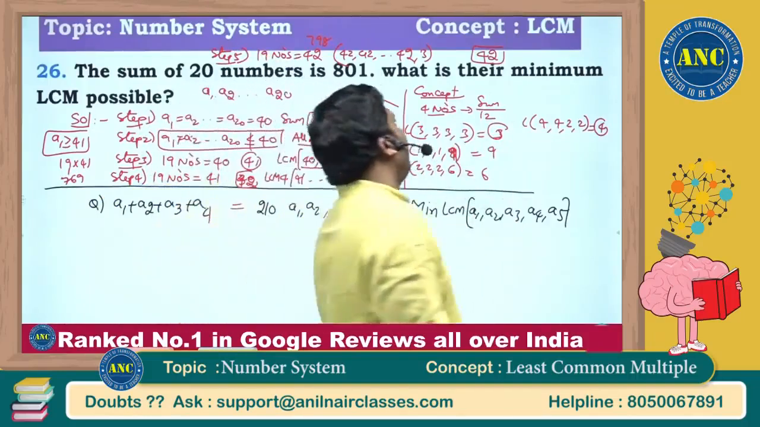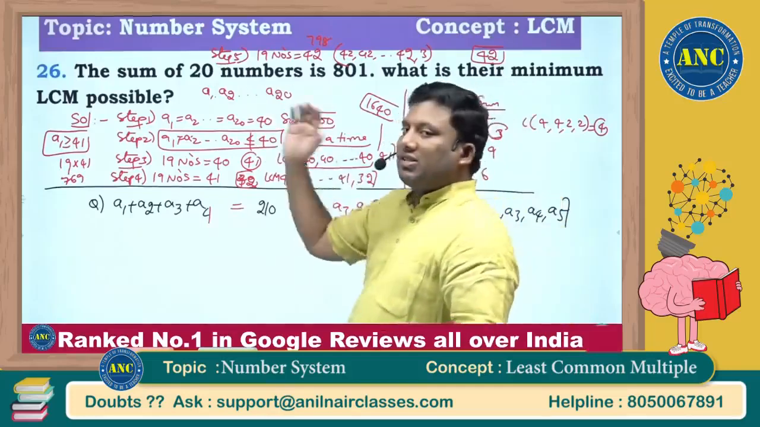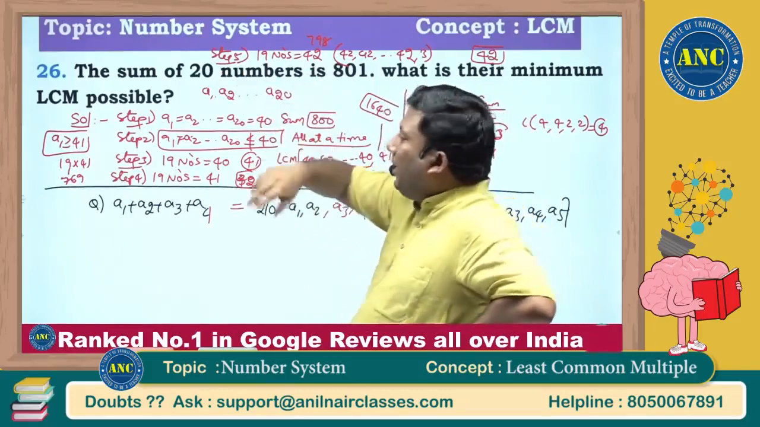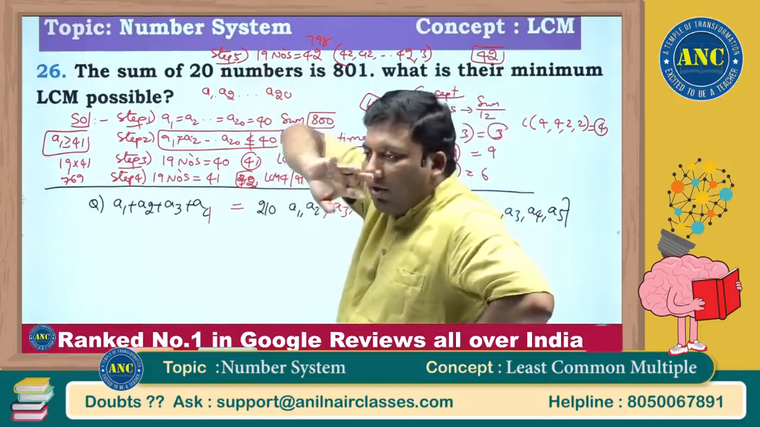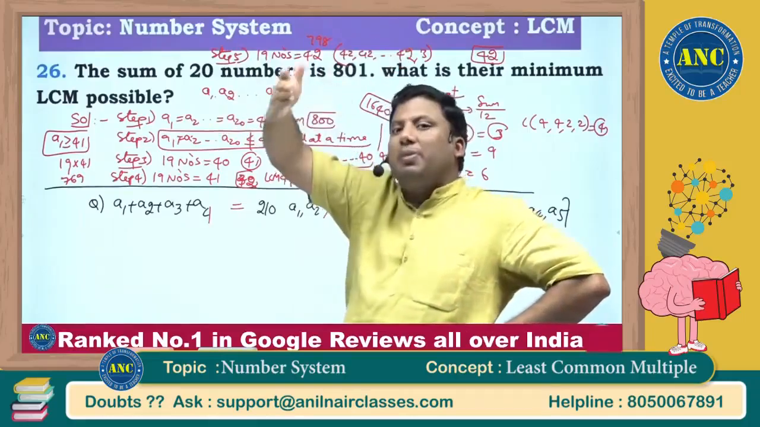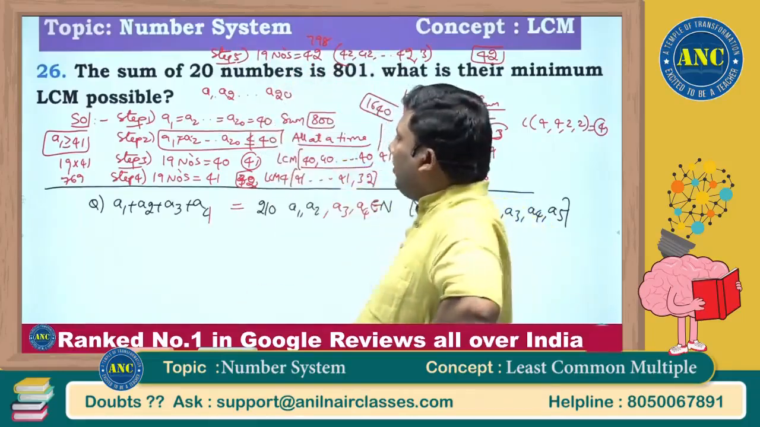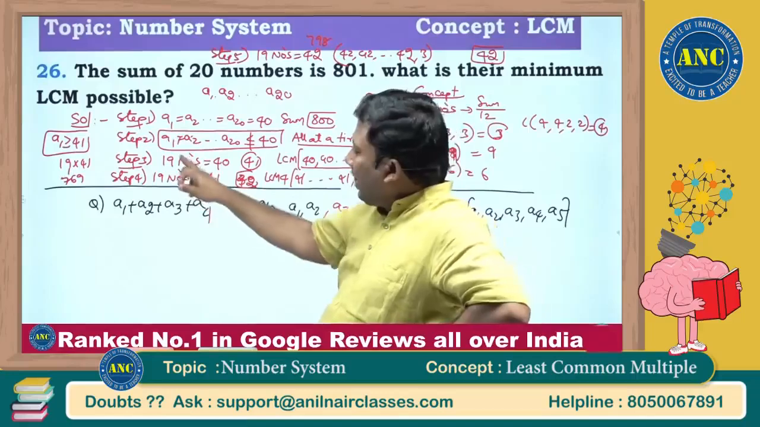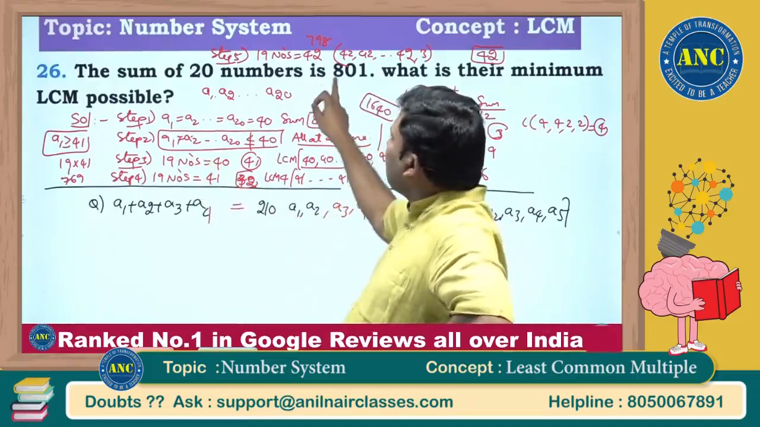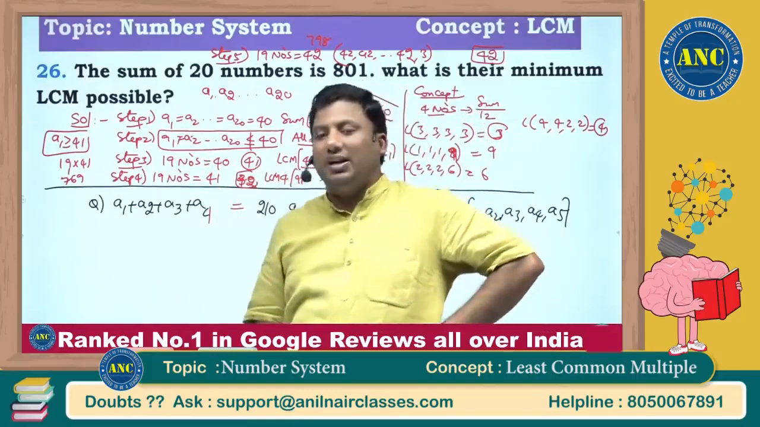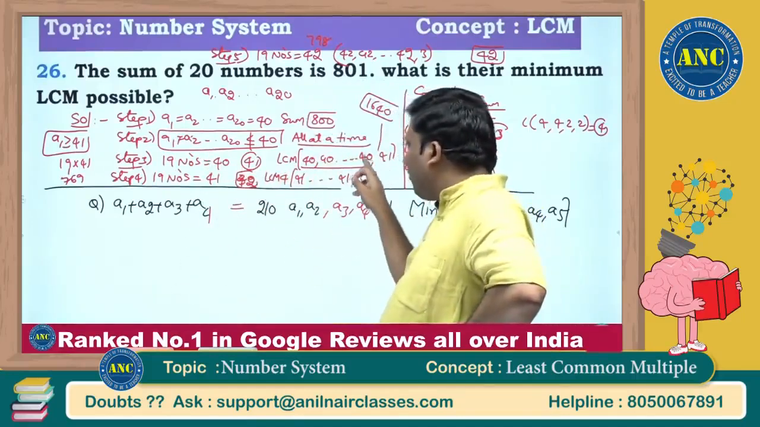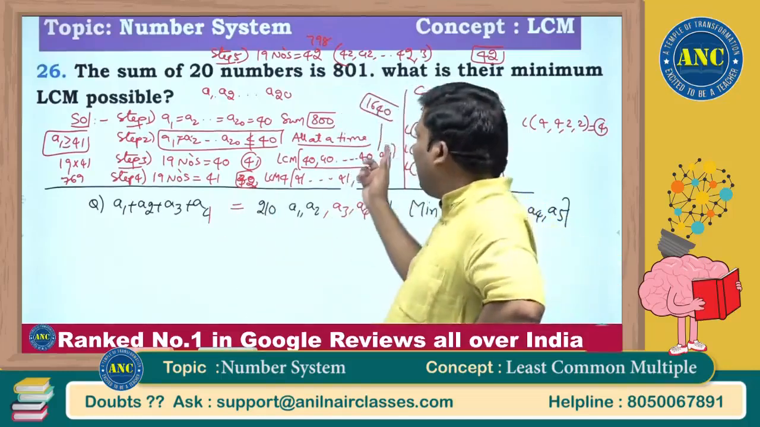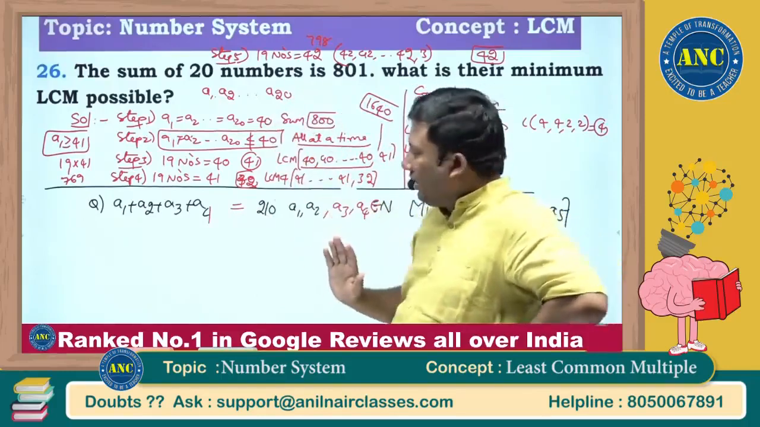Then make it unequal. So if all 20 numbers are 40, 40, 40, 801 is not divisible by 20, so all 20 numbers cannot be equal. The next best case is 19 numbers should be equal. So to 19 numbers I gave 40. 19 into 40 is 760, and the sum is 801. The remaining is 41. So 40, 40, 40 with 41. 40 and 41 are co-primes, so the LCM will be the product, 41 into 40. I am getting a higher value.